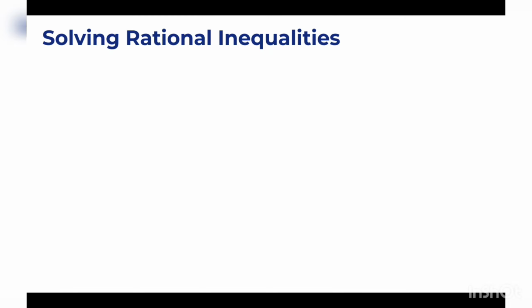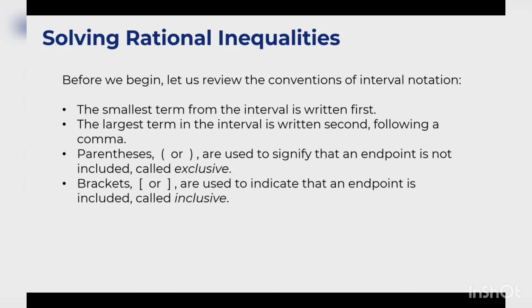Before we start solving rational inequalities, let's have a review first of writing interval notations and set notations. Because when you solve rational inequalities, the solutions that you will find are written in set notations and interval notations. So remember, in interval notations, the smallest term from the interval is written first, while the largest term is written second after a comma.